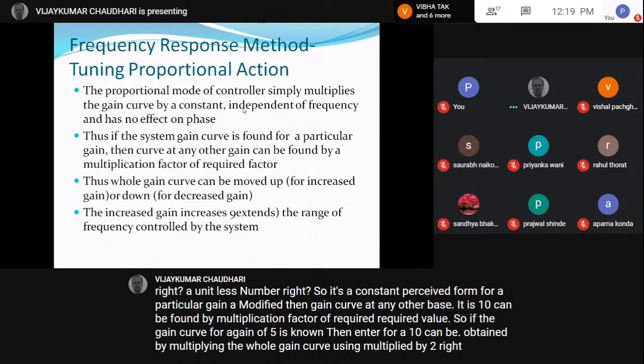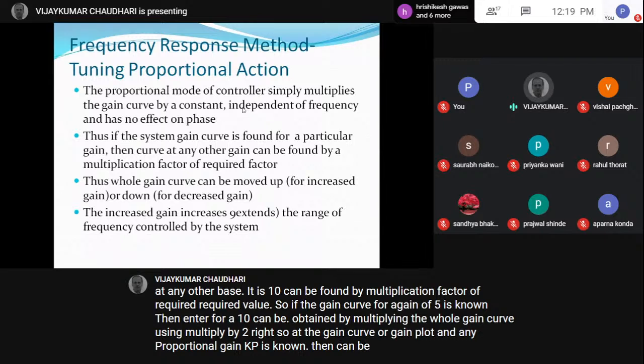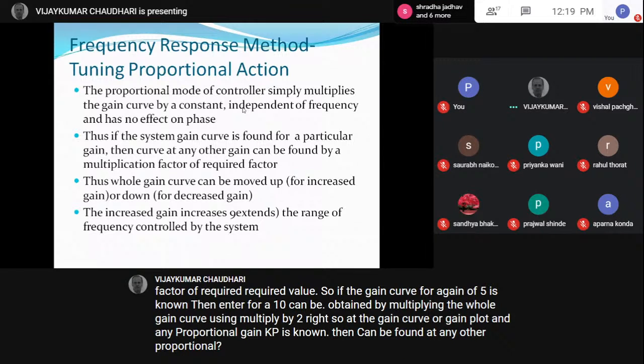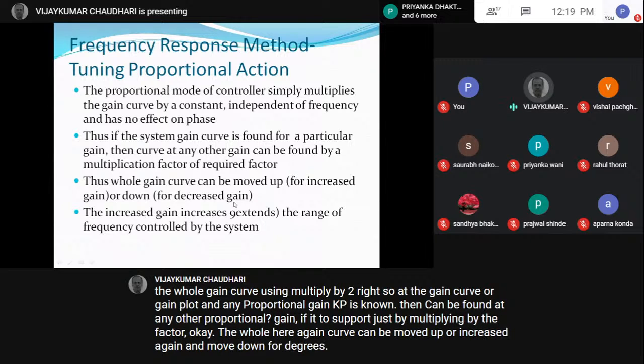So if the gain plot at any proportional gain Kp is known, then it can be found at any other proportional gain Kp2 just by multiplying by the factor. Thus, the whole gain curve can be moved up for increased gain and moved down for decreased gain. The whole gain curve, that is the Bode plot gain plot, can be shifted up or shifted down.